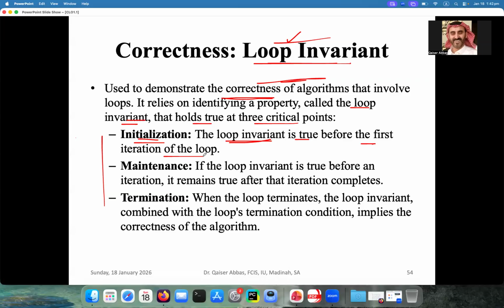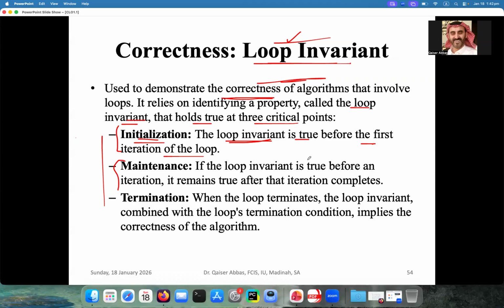If i = 0; i <= 5; i++ is the loop, you have to show that your theory, your loop invariant, is true before i = 0, before execution of the loop, okay? So this is one step that you have to show. Keep the definition in your mind. Maintenance.